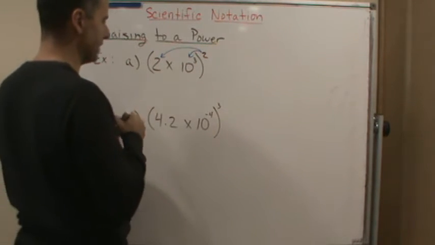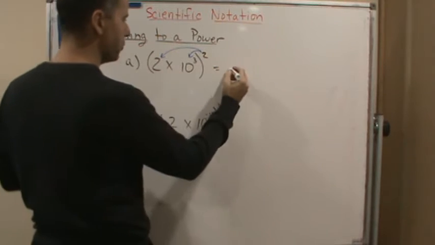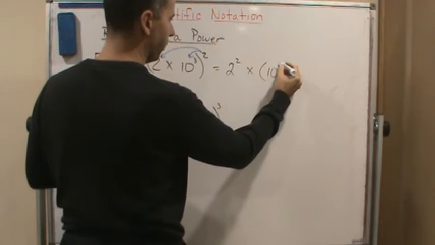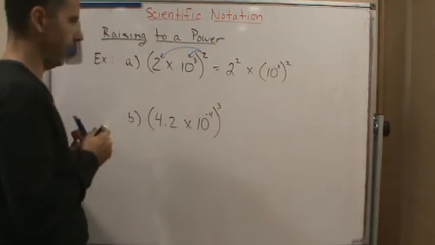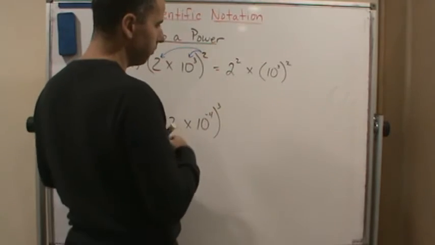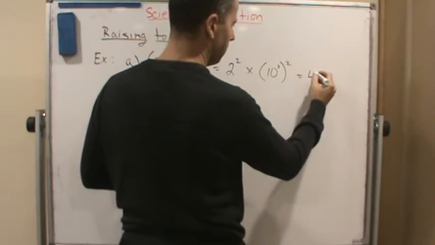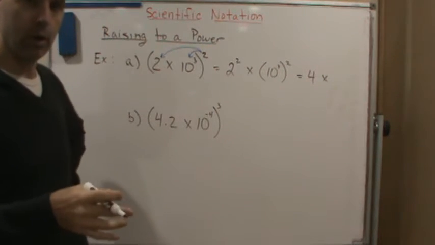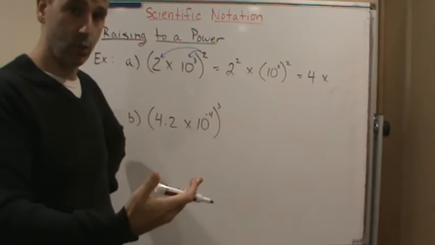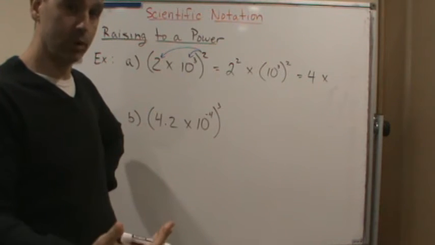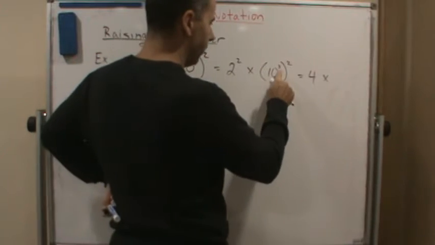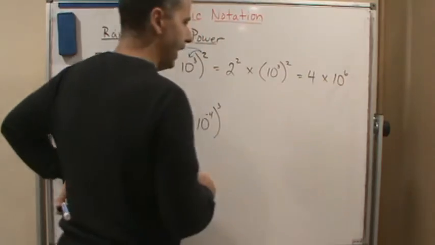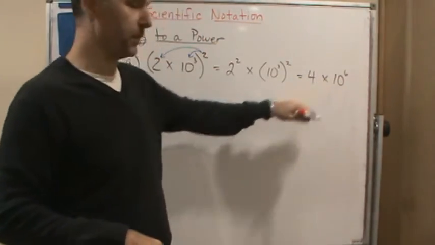So that's going to make this into what? I'm going to have 2 squared times 10 to the third squared. Okay? Now, here, this is just going to equal 4. Here, now I've got to use the power rule for exponents when I have a power raised to a power. So the rule is I multiply the exponents. So here, I'm going to multiply the 2 exponents and I get 6. So it's going to be 10 to the 6th. And I'm done because I don't have to make any adjustments here.